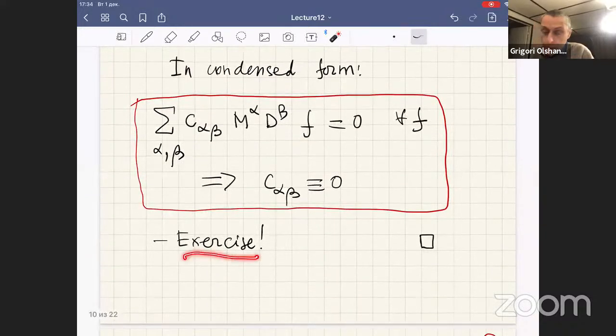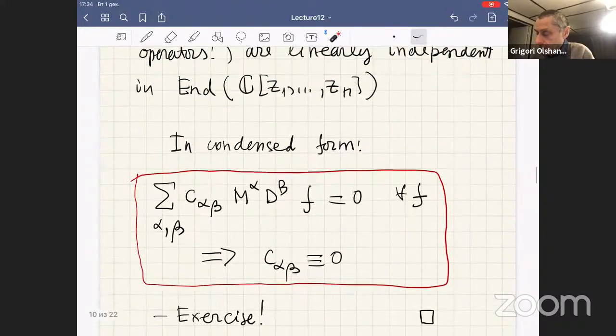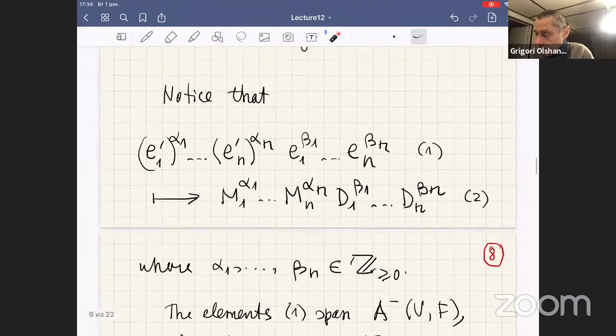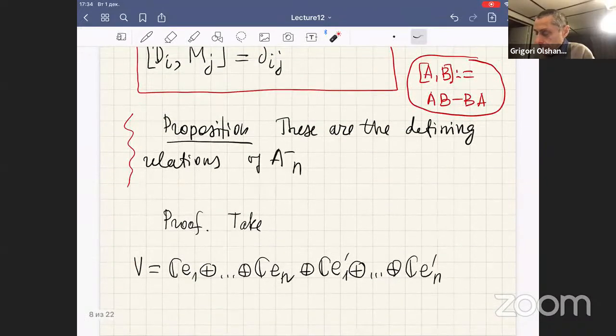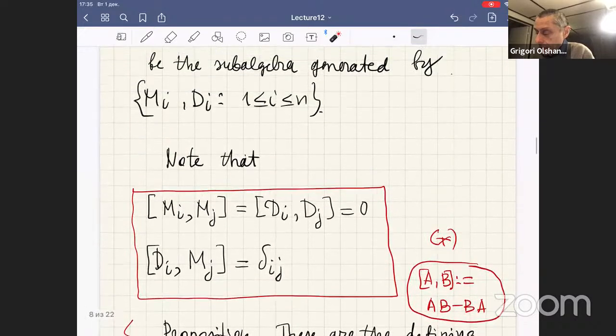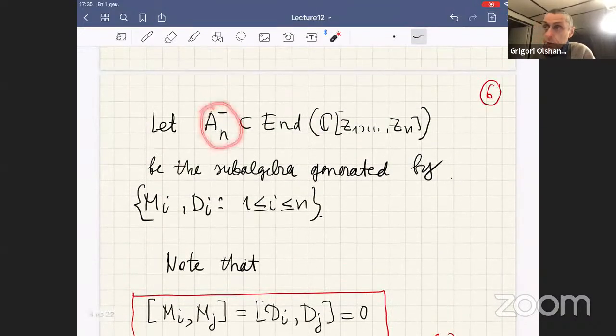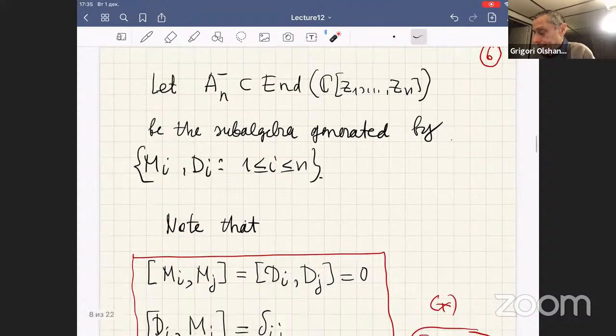This is an exercise, if you wish, to prove this claim. I recall this proposition, which is equivalent to saying that our algebra of differential operators is just the same as the skew-symmetric analog of a Clifford algebra in 2n variables which corresponds to a symplectic form over the complex field. Okay.